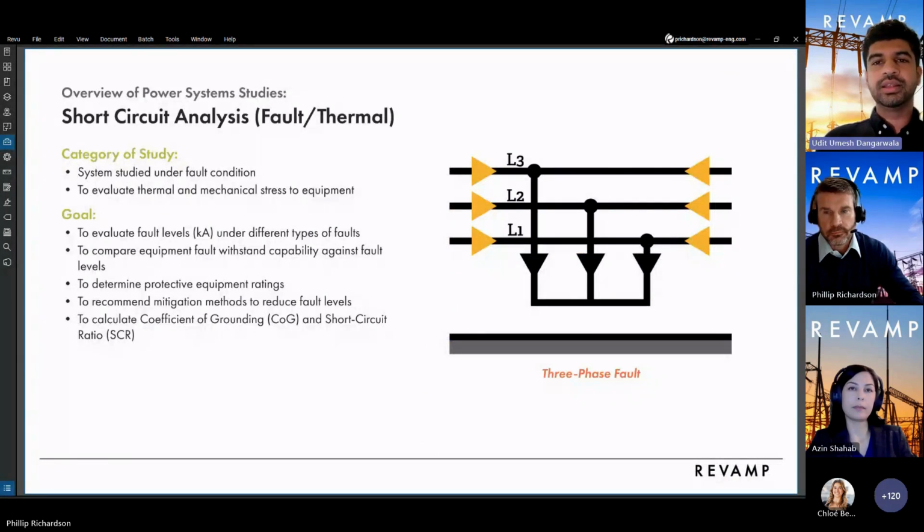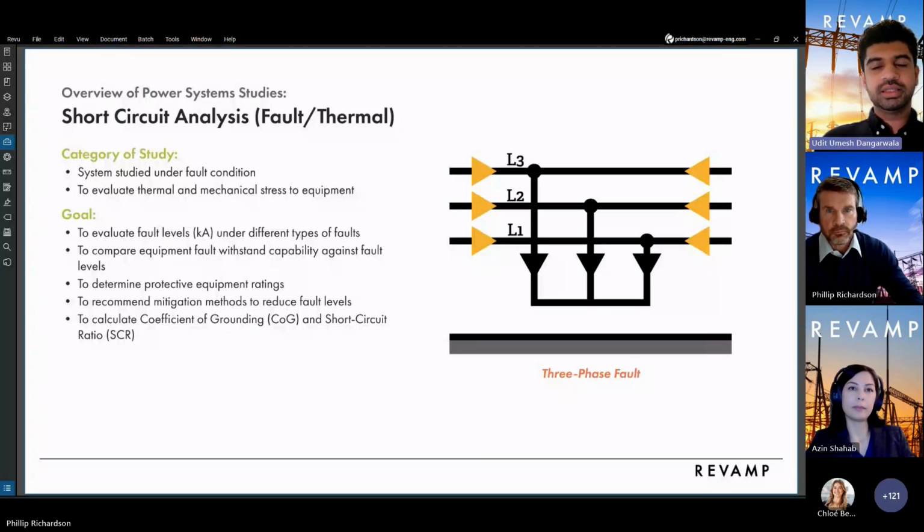First up, we have short circuit analysis. For short circuit analysis, the system is studied under faulted condition, and the analysis is performed to evaluate the thermal and mechanical stresses that the equipment may experience under fault conditions. The goal of the analysis is to evaluate fault levels under different types of faults and compare them to the equipment withstand capability. The analysis also helps us determine the ratings for the protective equipment like breakers and disconnect switches. It also allows us to identify issues such as high fault levels and mitigate them.